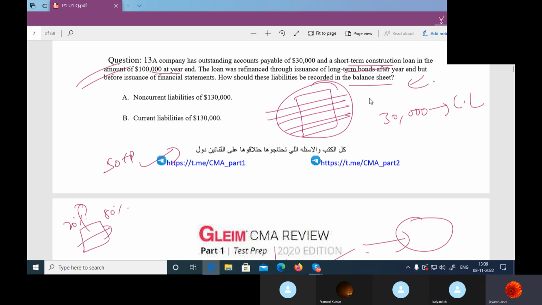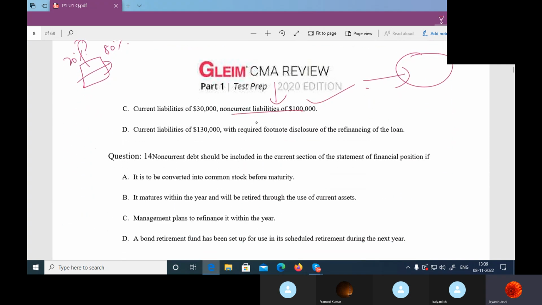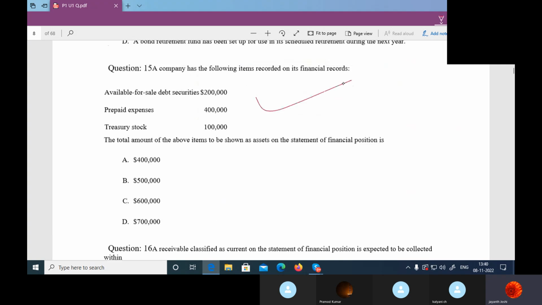So, in the future, this short-term construction loan is refinanced and will be refinanced again and again. You cannot clear that as soon as possible. It will take a long time to clear. So this will be going on and continuing, so it is always termed as a non-current liability. Okay, so the answer is option C. Now can you do this one?